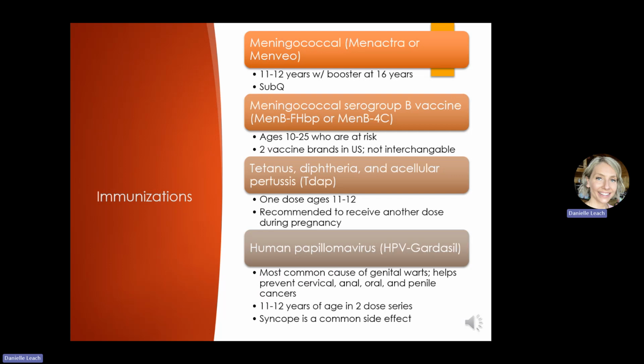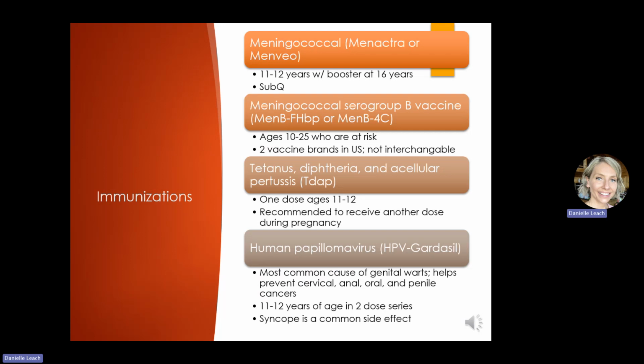Then we have the meningococcal serogroup B vaccine. So this is the one that's typically given to students who are about to enter college and maybe are going to be living in a dorm. It can also be given to others who are at higher risk for various reasons. But this one's usually given between ages 10 to 25. There are 2 different brands in the US and they're not interchangeable. So if you start out with one, then you have to finish with the same one.